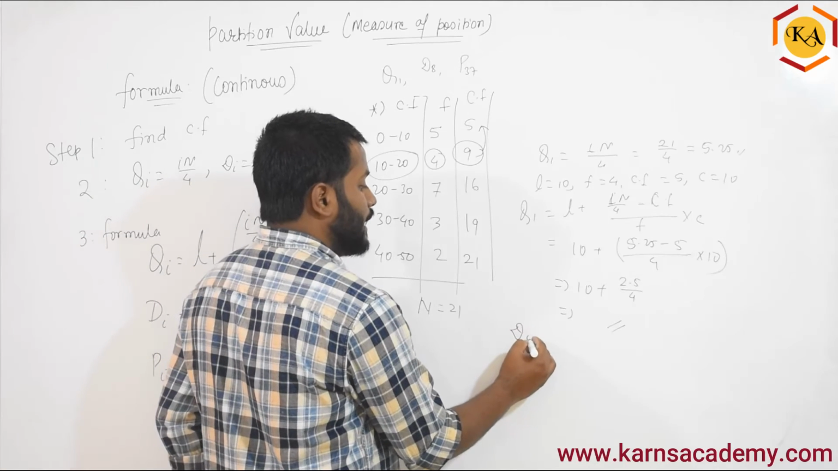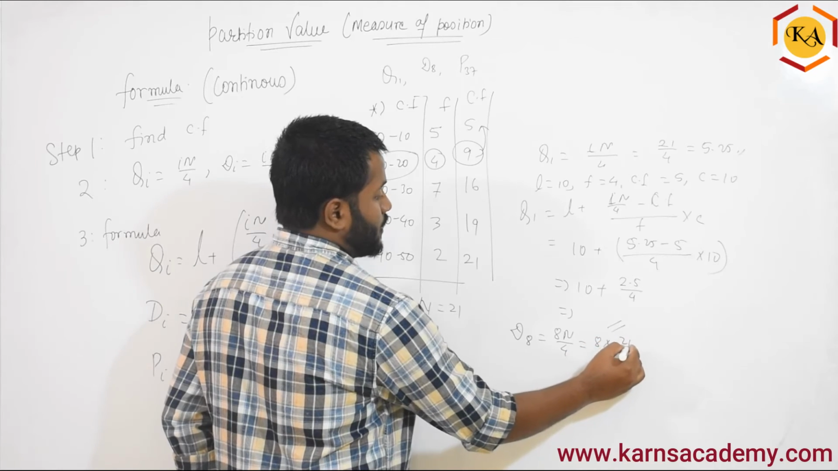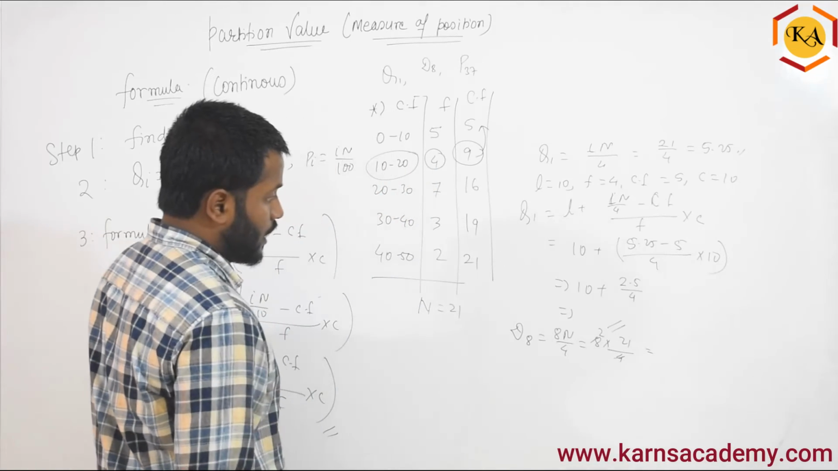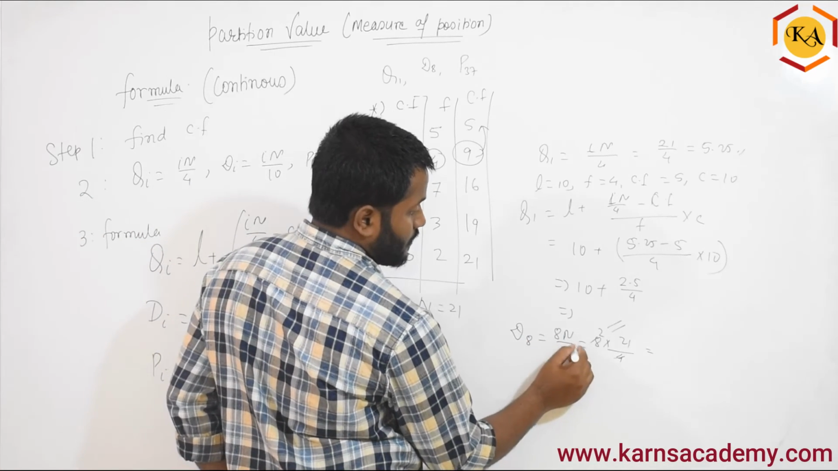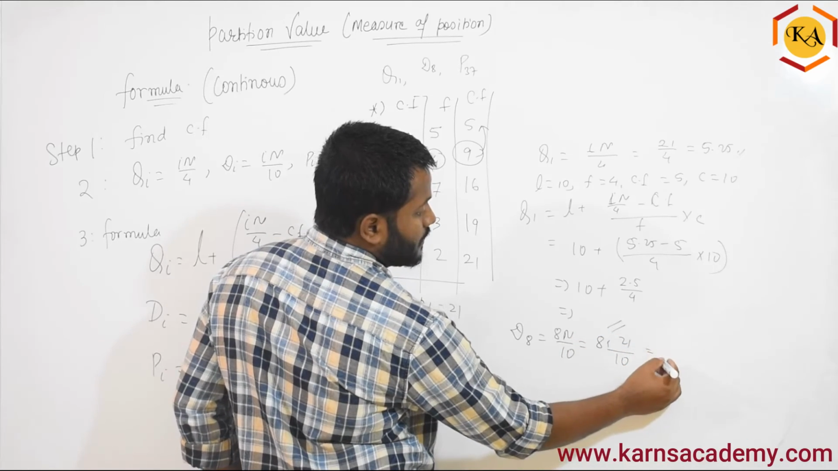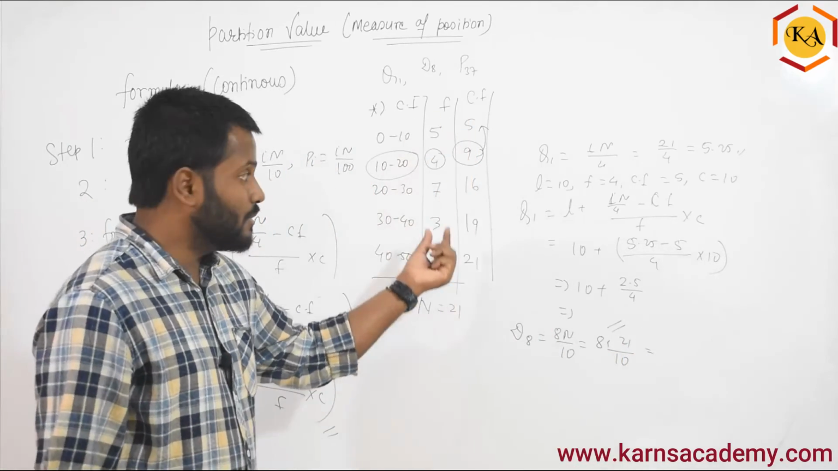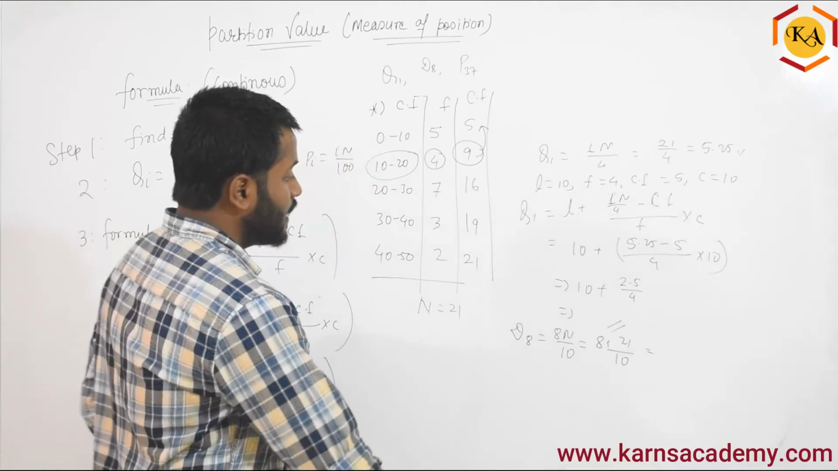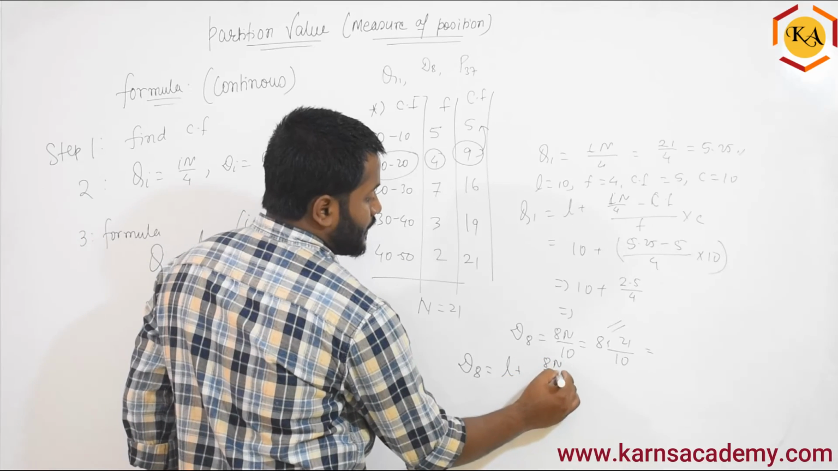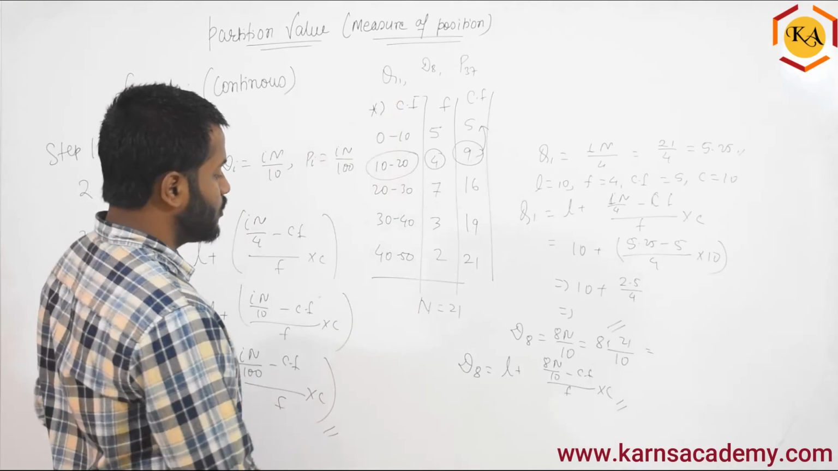Similarly, you can find out D8, which is nothing but 8n by 4. So 8 into n is how much? 21 by 4. So 4 2s are 8. So 21 2s, oh sorry, not 4, it is 10. It's supposed to be decile, no? Yeah. So you cannot cancel actually. So multiply this and tell me what exactly the answer is. And then this value you select here and based on that you find out all these values and then you can put the formula, that is D8 is equal to L plus 8n by 10 minus CF by F into C.